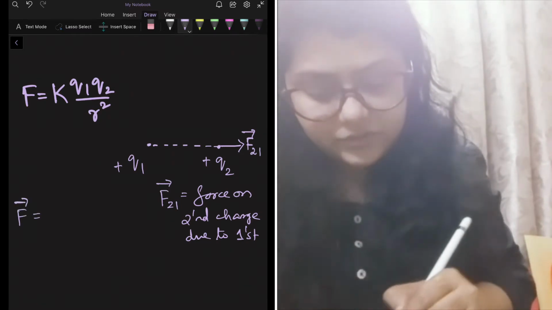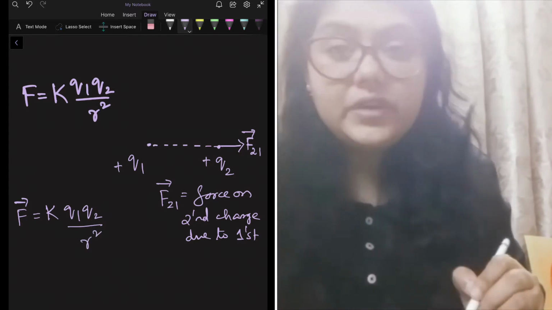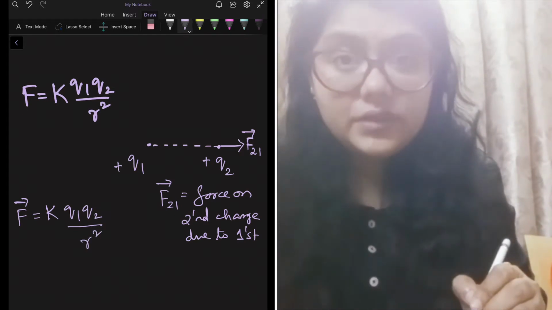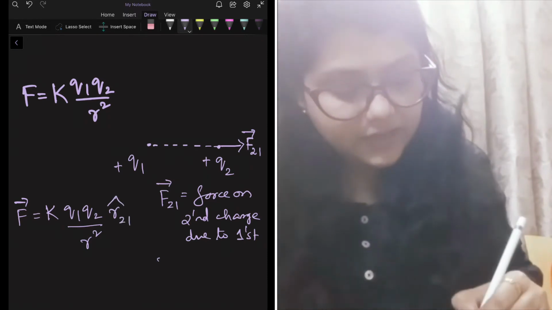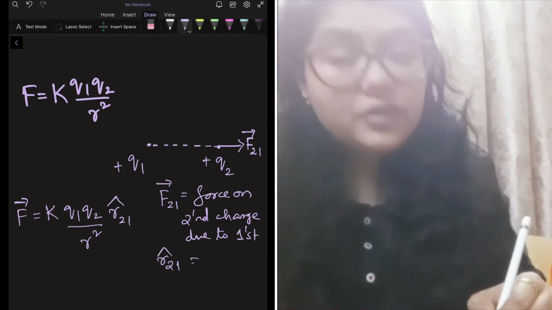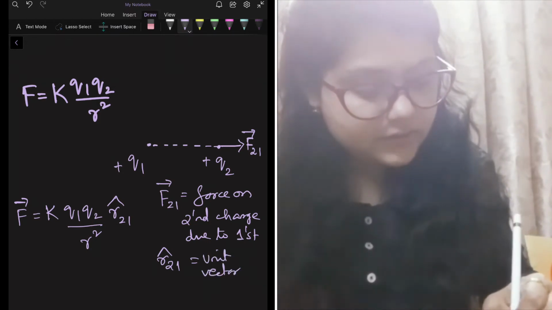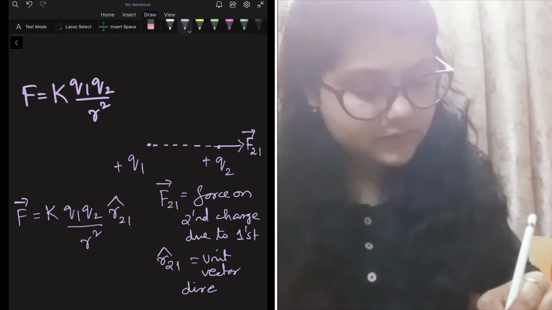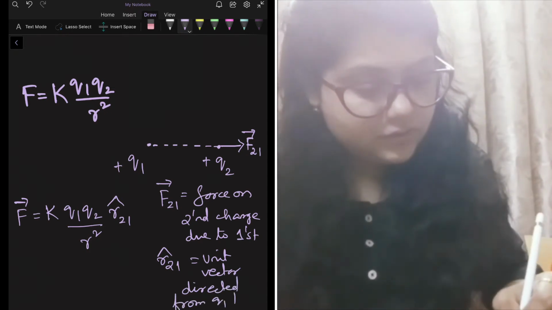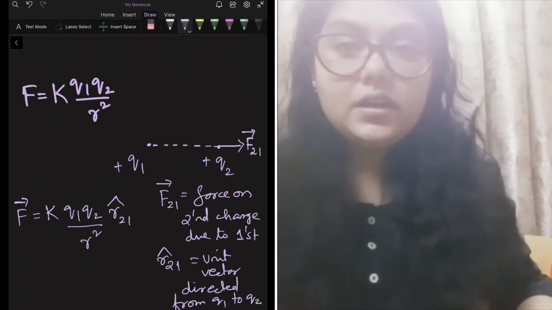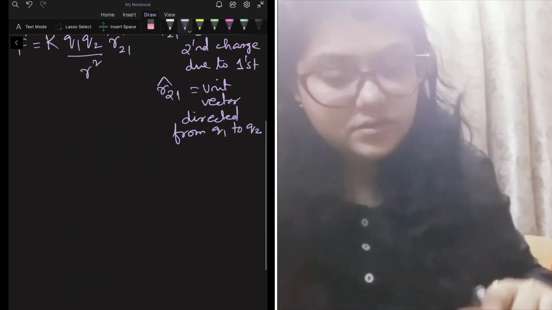So now I can write the vector form. F vector equals K times Q1 Q2 by R square. But wait a minute, I have to introduce a unit vector also. Let me call that unit vector R21, and I will define it like this: R21 is a unit vector directed from Q1 to Q2.